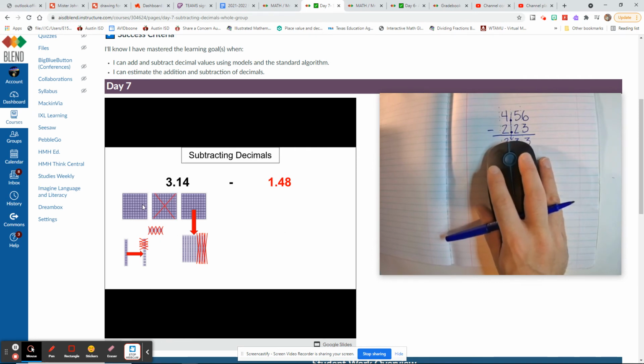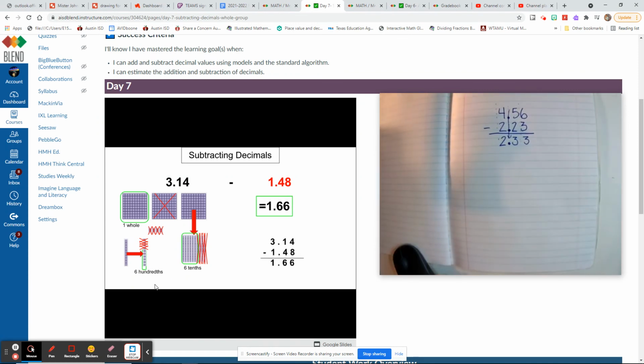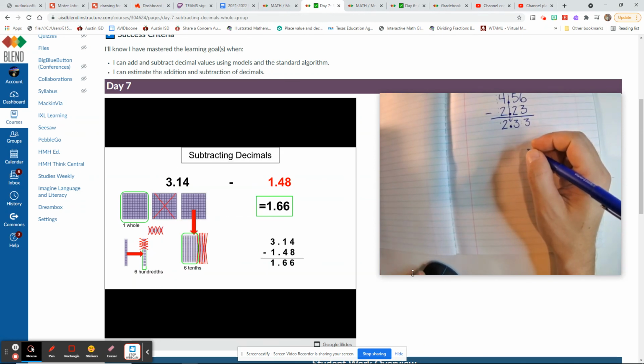And then we're going to count what we have left. Remember that we exchanged this one and we exchanged this one, so it's like they're not even there. All right, here's one whole, and then 1, 2, 3, 4, 5, 6 tenths, and then 1, 2, 3, 4, 5, 6 hundredths. So that looks like one whole, 6 tenths, and 6 hundredths, which would give us 1 and 66 hundredths.